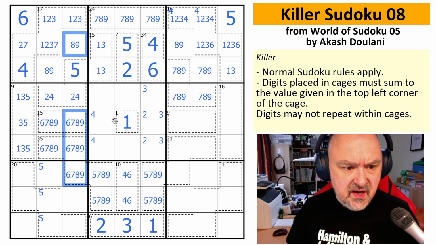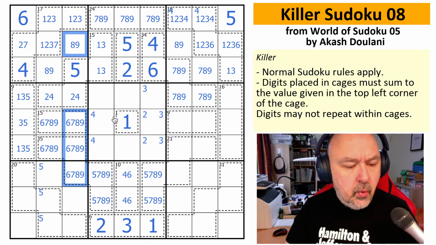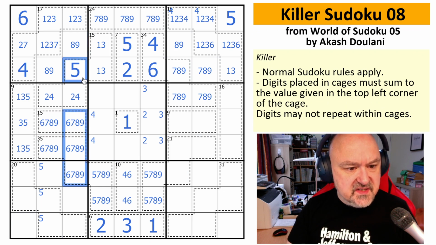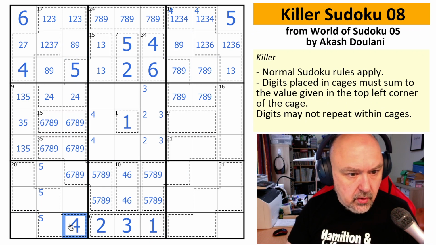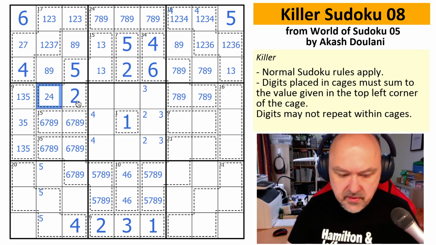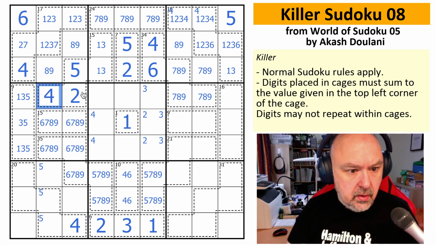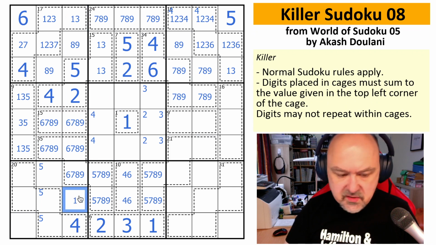That's 6, 7, 8, 9. Wait a minute, that's 6, 7, 8, 9. And I've got 5. So I've got 5, 6, 7, 8, 9 in that column, and 1, 2, 3 here. That's a 4, which makes that a 2 and that a 4. That 2 takes 2 out of there, which means this is a 1 or a 3.